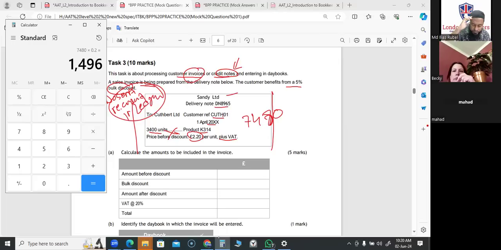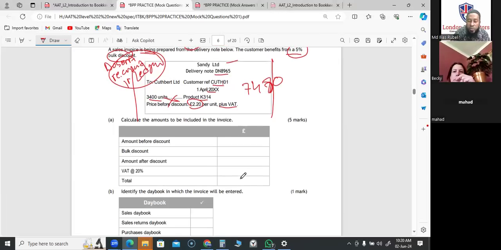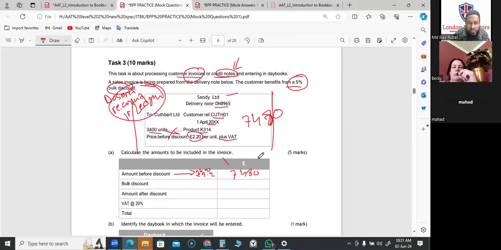But there could be some discount as well, so we need to take all these things into account. How do you do it? Amount before discount. What do I mean by that? This 3,400 times 2.2, 7,480, is the amount before discount. Easy? Happy with that? Shall we go ahead one more time?